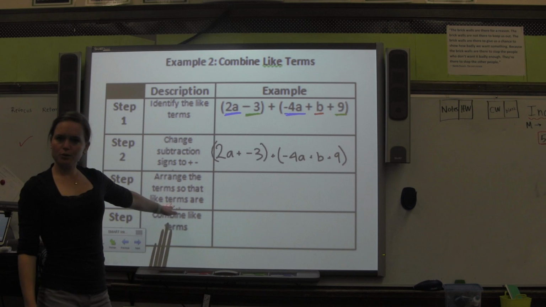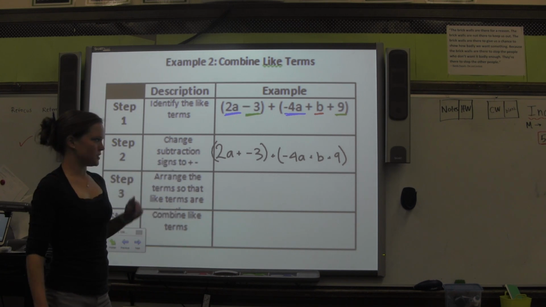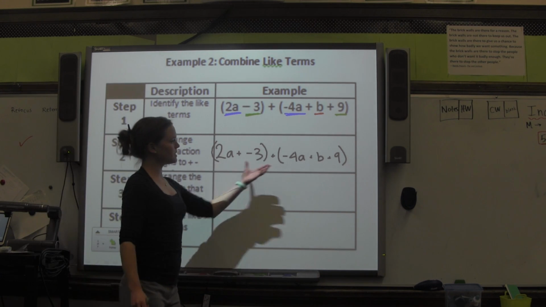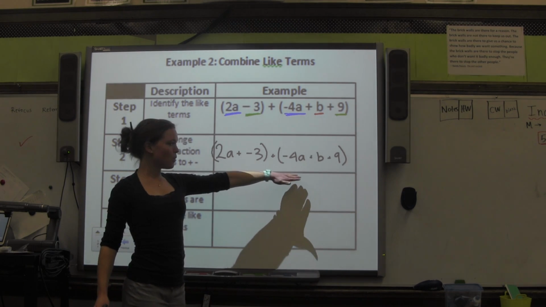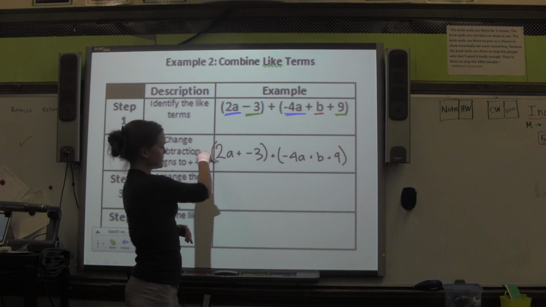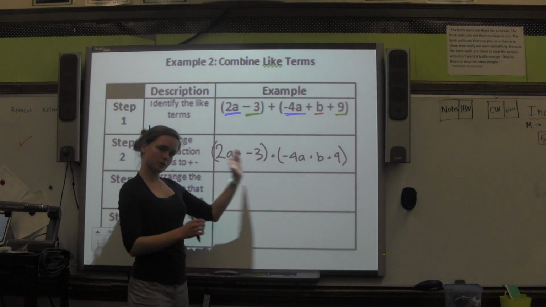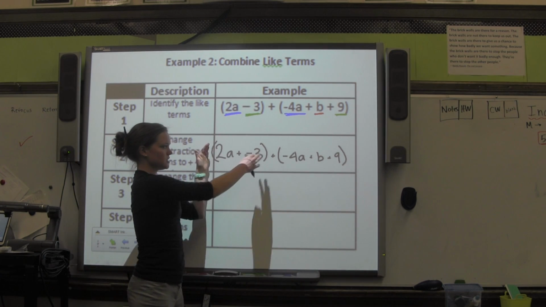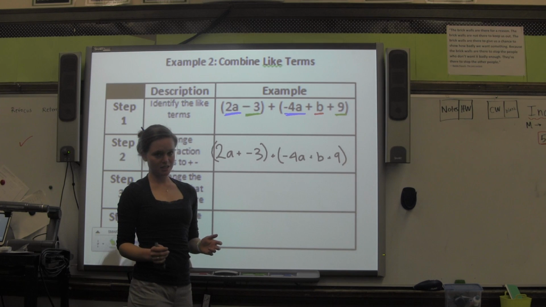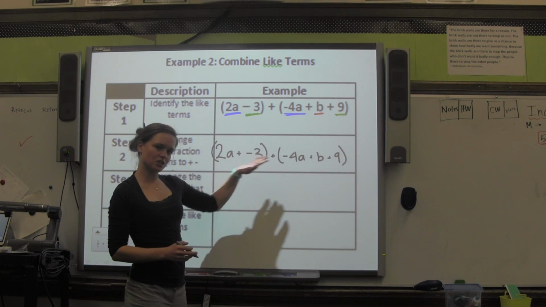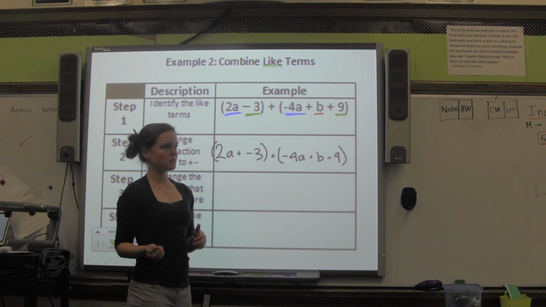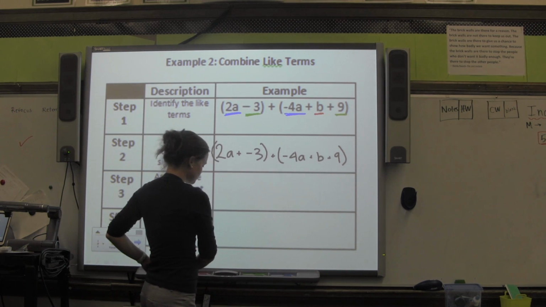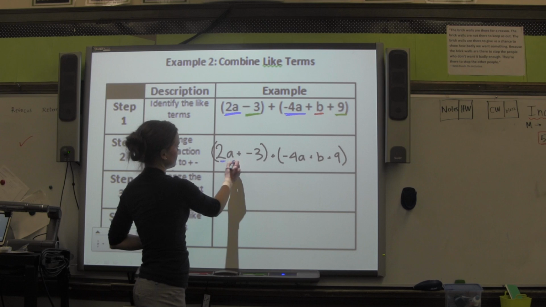And then my step 3 is to arrange this so the like terms are together. Now, you have parentheses here, and you're trained to do what's in parentheses first. Well, when you don't have anything outside the parentheses showing that you're multiplying, it's okay to just get rid of those parentheses. So when we rearrange these terms, I'm just going to pretend like the parentheses aren't there, and you can do that too. So I'm going to put my colors here again.